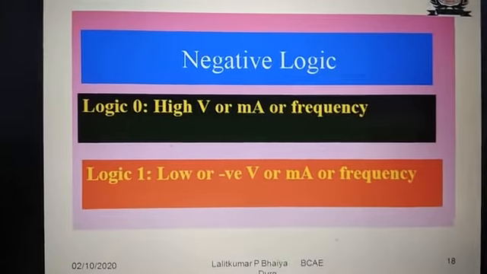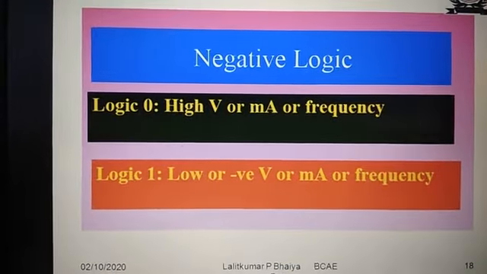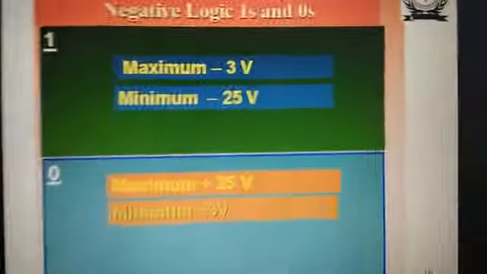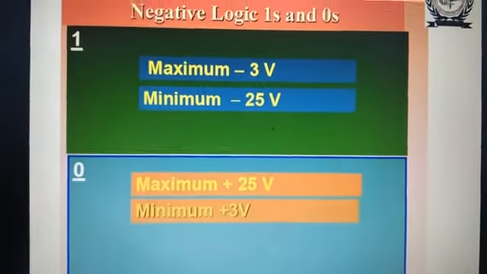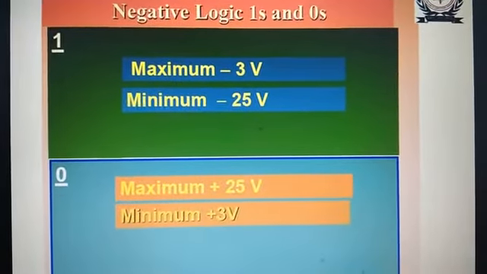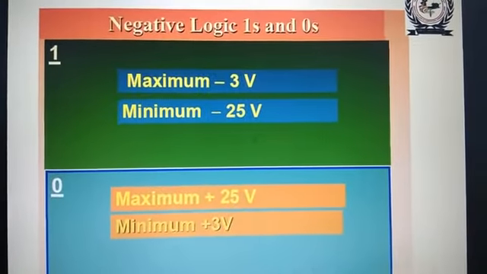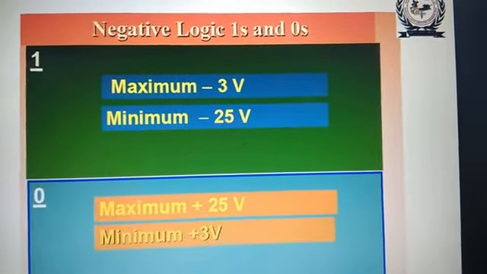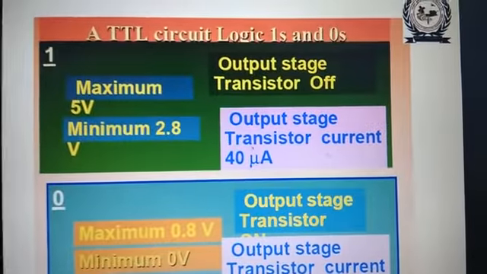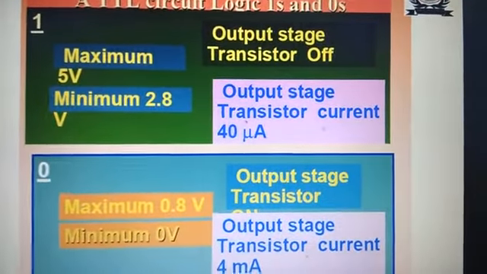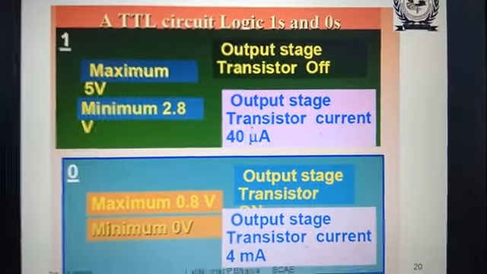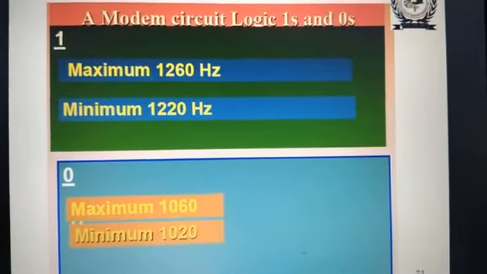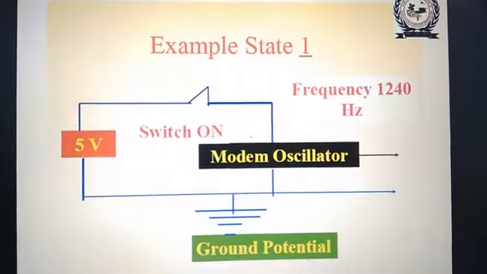For high voltage we will use 0 and for low voltage we will use 1, or you can say milliampere and frequency in both cases, like maximum minus 3 volt for one logic, minus 25 volt for one logic, minimum and maximum values. Similarly in negative logic for 0 it is plus 25, and it is just the opposite of logic 1 and logic 0 in positive logic, right? So this is in terms of voltage and output of the transistor for the TTL circuit. In terms of frequency, just opposite of the first one, we can define these things, right?